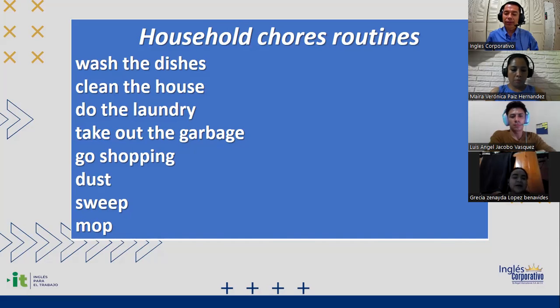Clean the house. Limpiar la casa. Do the laundry. Lavar la ropa. Take out the garbage. Sacar la basura. Yes. Go shopping. De compras. Dust. Limpiar el polvo. Sweep. Barrer. Yes. Mop. Trapear. Yes. Very good. Excelentoso, Grecia.